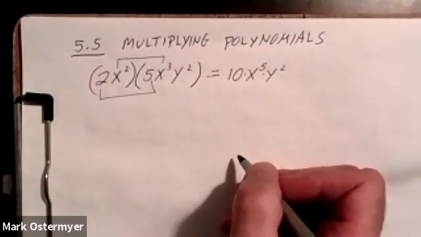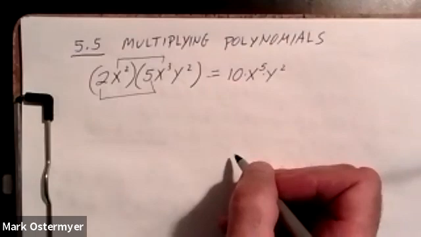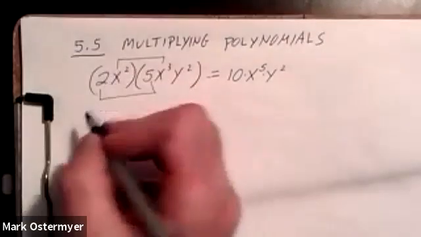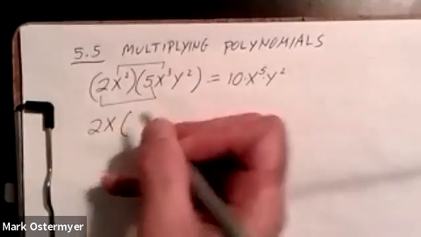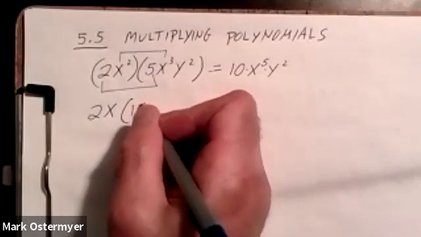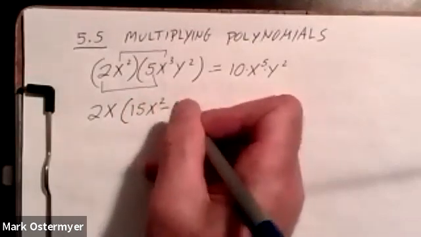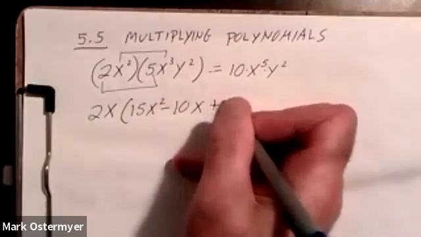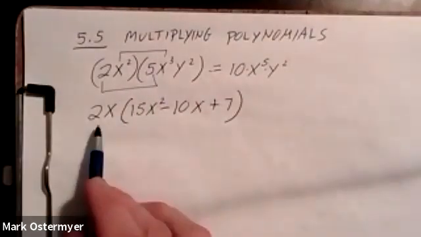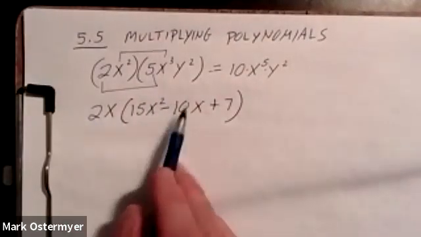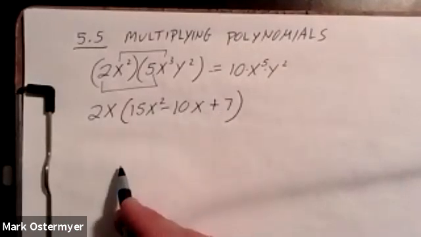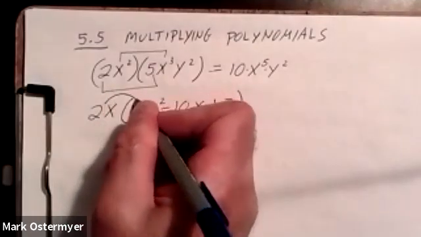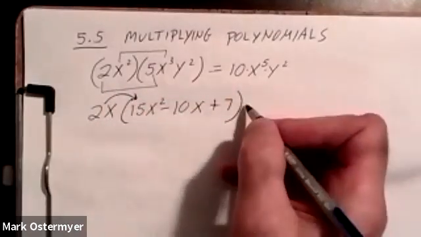But ladies and gentlemen, how would I multiply a monomial by, let's say, a polynomial in general? So suppose that we want to multiply 2x by this trinomial, let's say 15x squared minus 10x plus 7. How do you think I'm going to multiply this monomial by this trinomial? I will have to utilize what property? What property did we use? What property is called the distributive property.